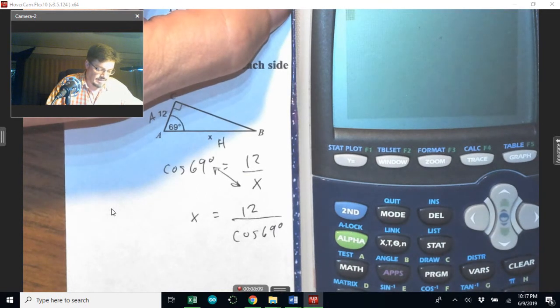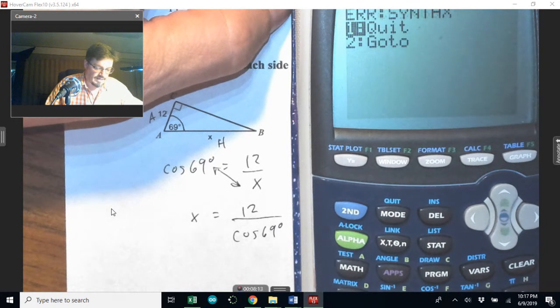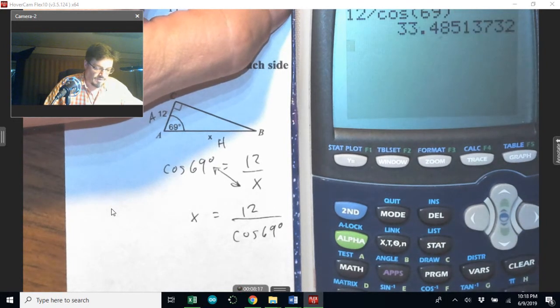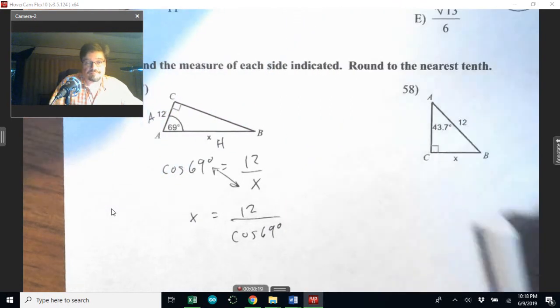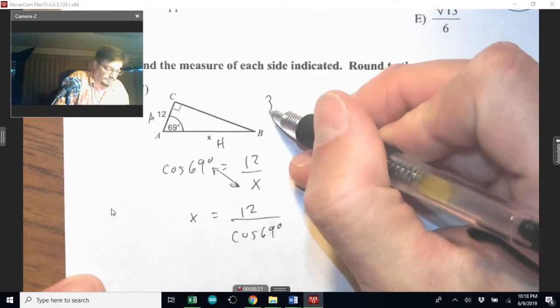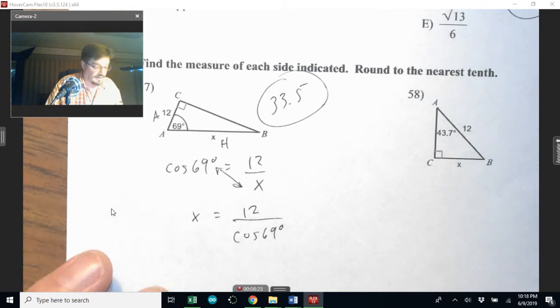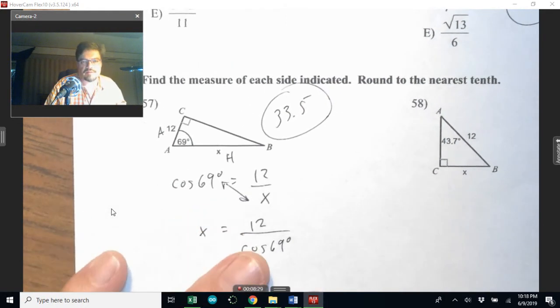We're going to say 12 divided by the cosine of 69 is actually, I think I hit an extra button. I did. 33.5. Okay, and that is the length. Looks like 57 and 58 did not have multiple choice. All right.